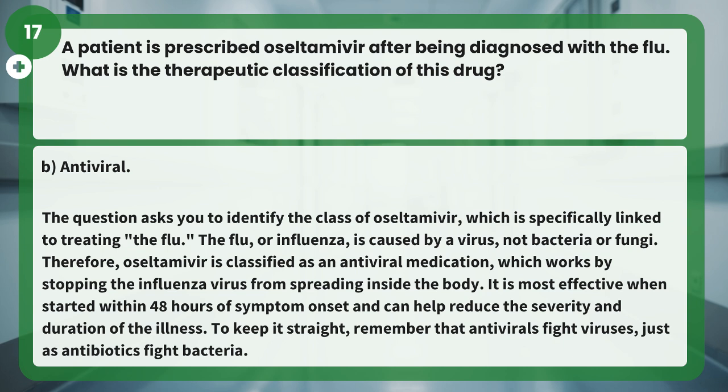flu. The flu, or influenza, is caused by a virus, not bacteria or fungi. Therefore, oseltamivir is classified as an antiviral medication, which works by stopping the influenza virus from spreading inside the body. It is most effective when started within 48 hours of symptom onset and can help reduce the severity and duration of the illness. To keep it straight, remember that antivirals fight viruses, just as antibiotics fight bacteria.